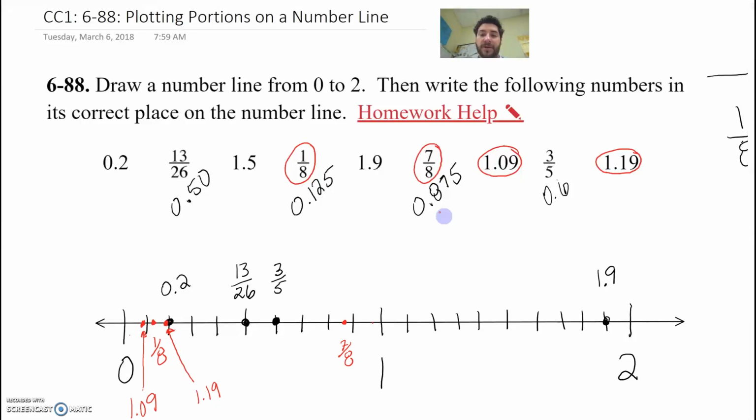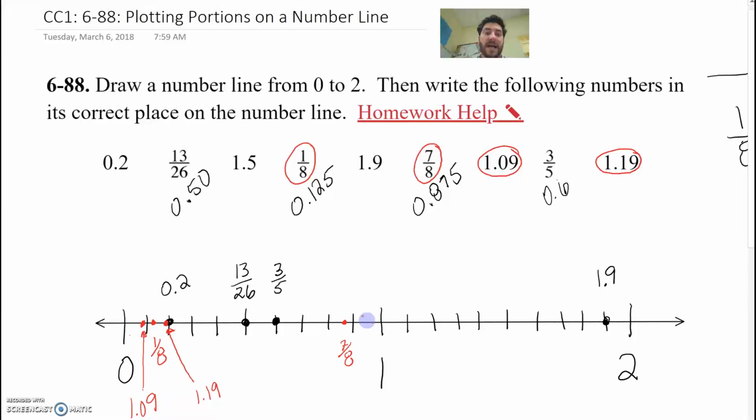Here's my number line from 0 to 2. I went ahead of time and saw that there was fractions and decimals, and so I changed all my fractions to decimals. I said, you know what, I'm going to make this number line have decimals and have tenths here. I broke it up into 10 pieces and made each of these 1/10. So this is 0.1, this is 0.2, 2 tenths, 3 tenths, 4 tenths, 5 tenths, 6 tenths, 7 tenths, 8 tenths, 9 tenths, 10 tenths, which is 1 whole.